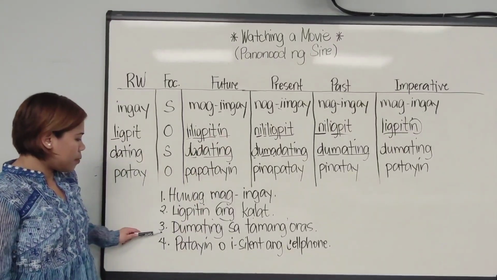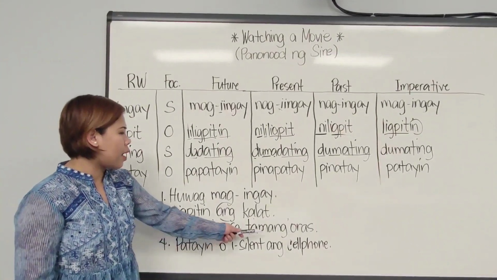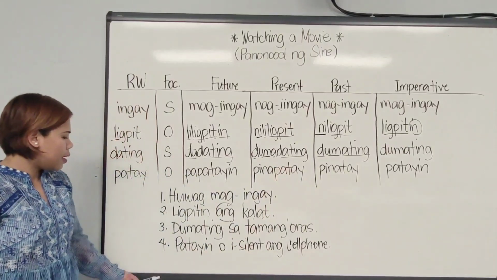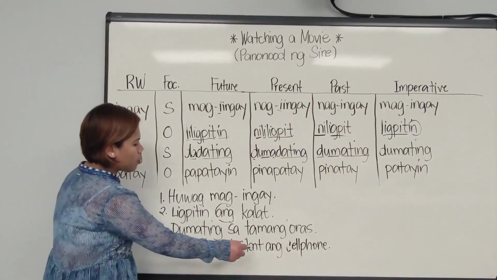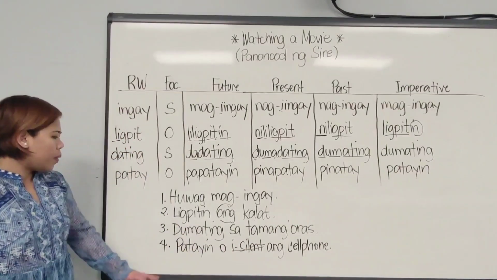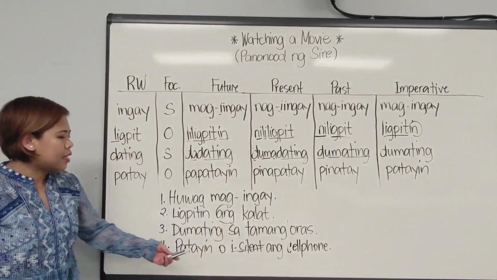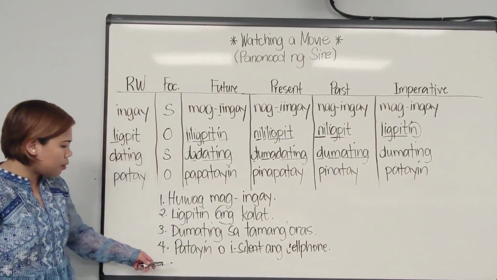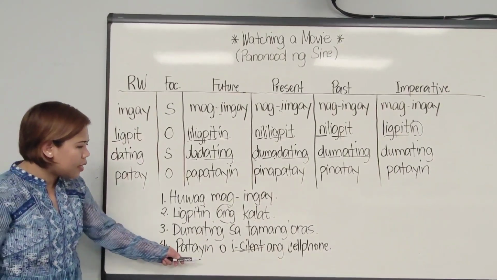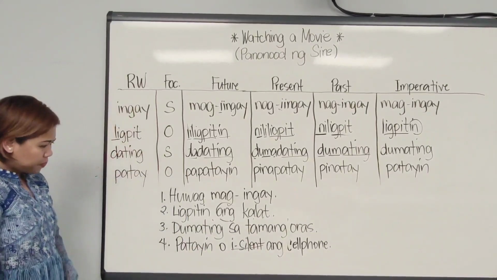So in here, number 3, dumating sa tamang oras. That's dumating. Last one, patayin o i-silent ang phone. So do not focus on this one. You can always disregard this one because it is an English form of the verb, though imperative form as well. But this one, patayin ang cell phone.